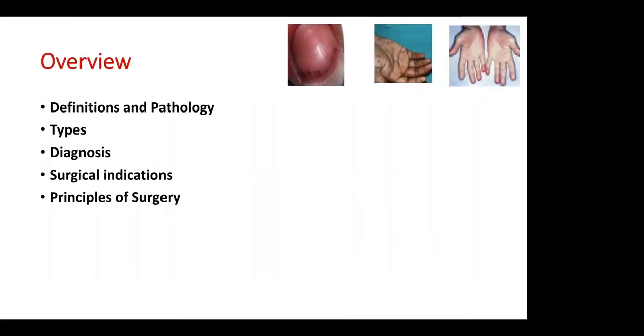Decisions. We'll come to decisions at the end of the presentation. We'll go over the tricuspid valve. On the upper panel, you see the common lesions you see in classical infective endocarditis: Osler nodes, Janeway lesions, and splinter hemorrhage. This is just a general look at patients who have classical infective endocarditis. We'll go over the definitions, pathology types, diagnosis, surgical indications, and surgical principles.